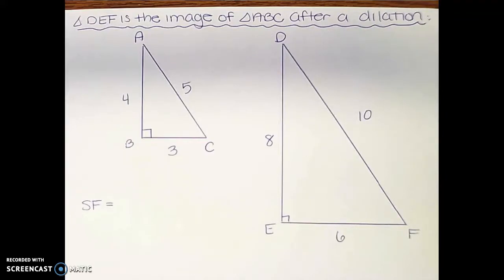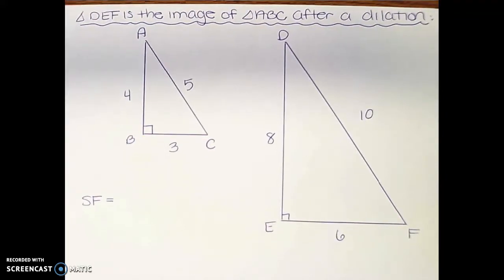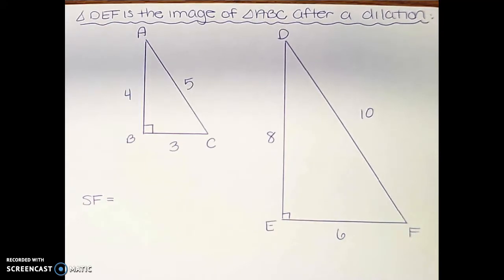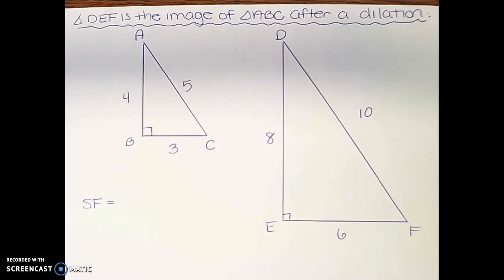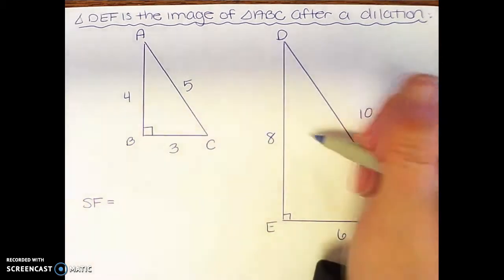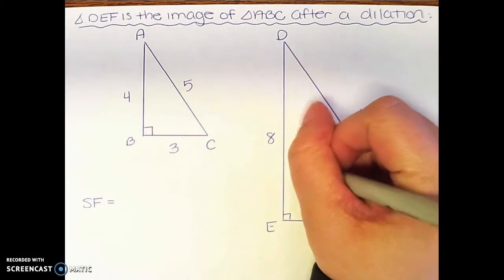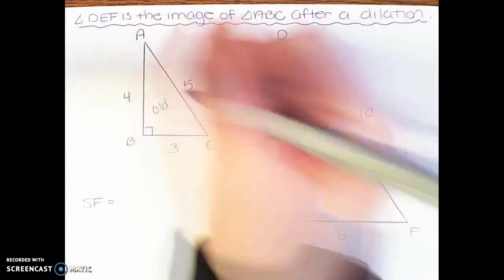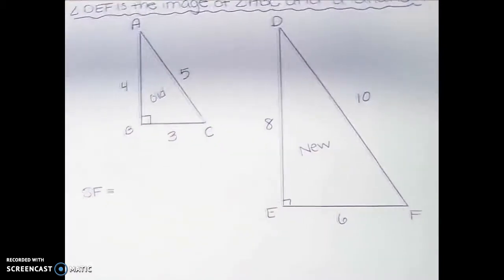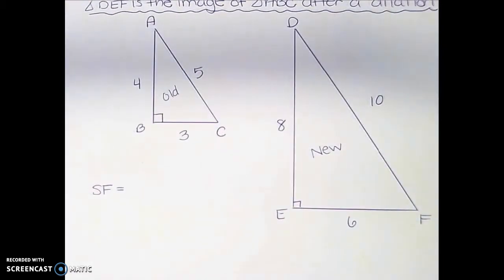Hey guys, this is a video on topics 2 and 3, focused on finding area and perimeter of dilated figures. In this diagram, triangle DEF is the image of triangle ABC after a dilation. That tells me that triangle DEF is the new triangle, and triangle ABC is the old triangle. I'm just going to label those right inside the triangle so that we can easily remember that.